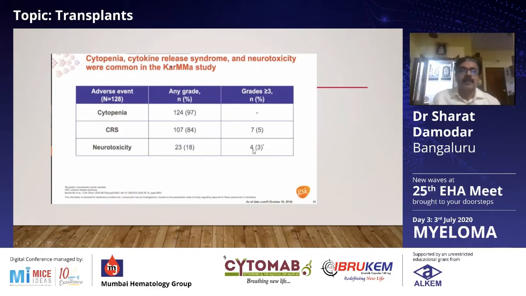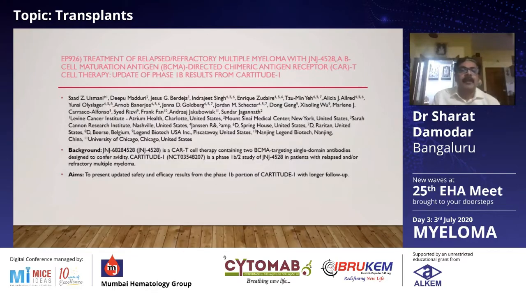So this is very encouraging to look at the CAR T cell data. I'll go on to the next one, which is the EP926. This is treatment of relapsed refractory myeloma with J&J 4528. This is a CAR-T study. It's nice to see an Indian name there, Deepu Madhuri, who presented this data at the ASH meeting, and this is the subsequent follow-up data which is actually presented here.